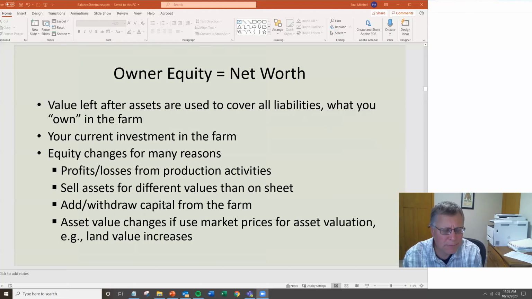The last one is if market prices change, and you don't sell the asset like you do in the second bullet point, but you know the market value of that asset changes. Like land, for example, you see your land value is increasing. That can increase your equity in the business because the business owns these assets and they go up in value, and your liabilities don't change, but your assets go up in value. Therefore, you have more equity.